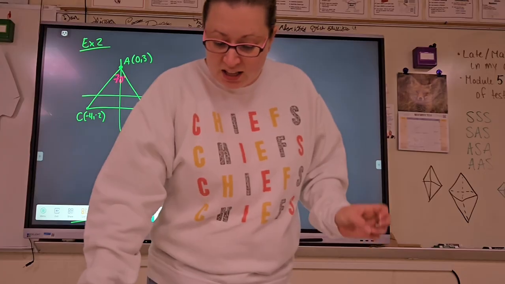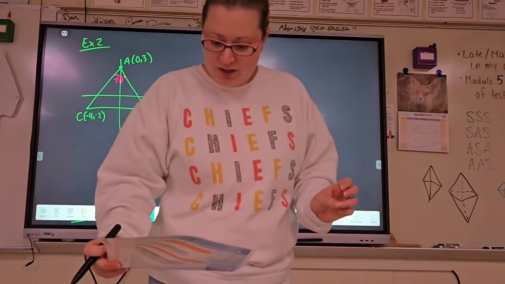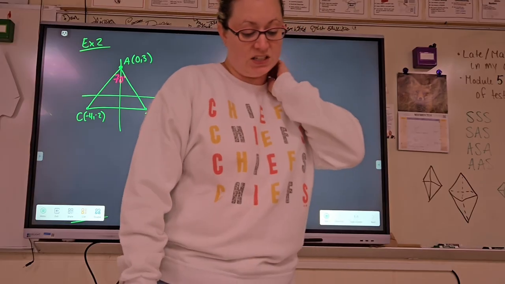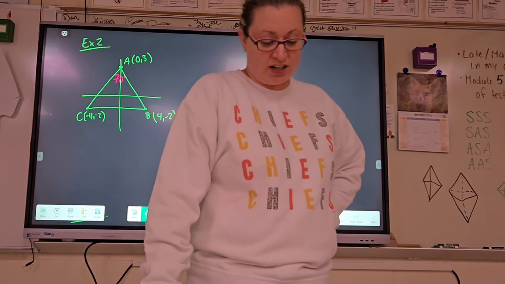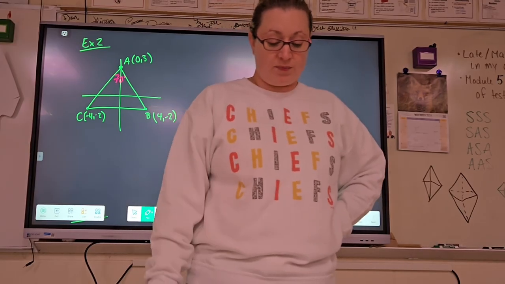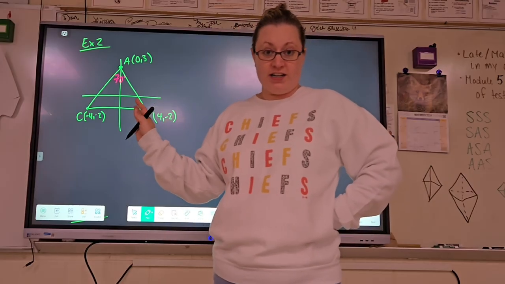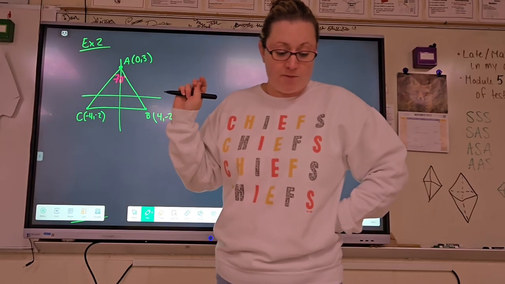So let's do example 2. It says find missing measures in isosceles triangles. That's the topic. So we have this figure here. You have it in your book on a grid so you can count it out.